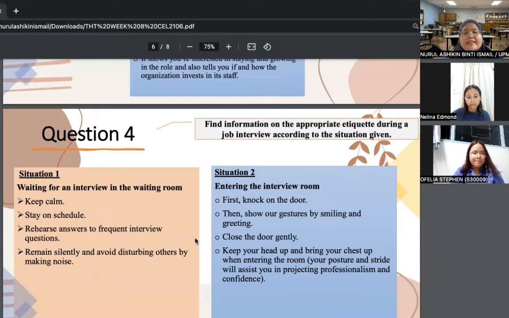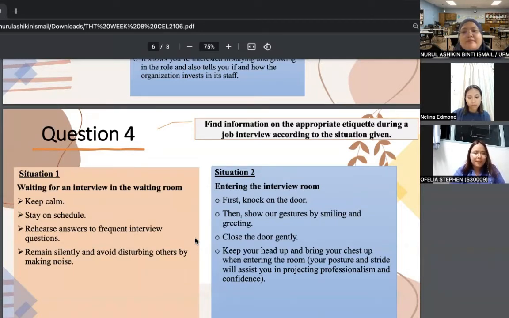Next, remain silent and avoid disturbing others by making noise. Do not make any noise, and try to avoid coughing or sneezing several times. This is to let the interviewer observe how confident we are.